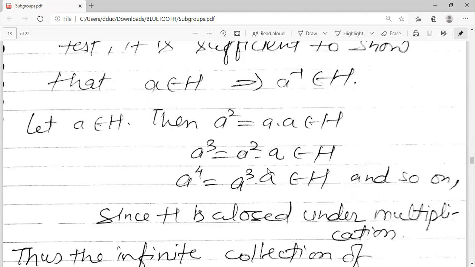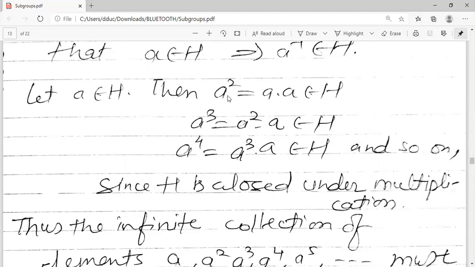Now, let a belong to H. Then a squared, which is a into a, belongs to H by the closure property. If a is there, then a into a should also belong to H. That means a squared belongs to H. Now, if a squared is there and a is also there, then a into a squared is also in H, meaning a cubed belongs to H. Similarly, a to the power 4 will belong to H, and so on. So the series will go on: a belongs to H, a squared, a cubed, a to the power 4, a to the power 5 belong to H, and so on.